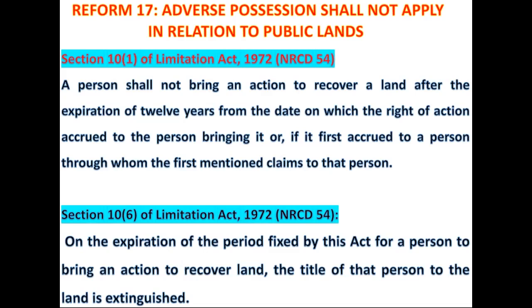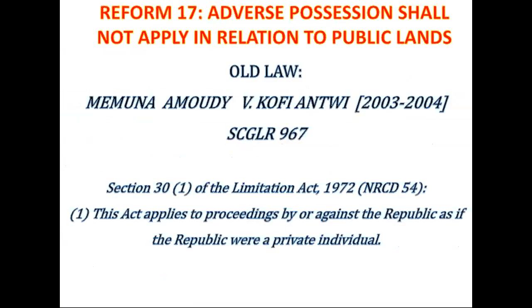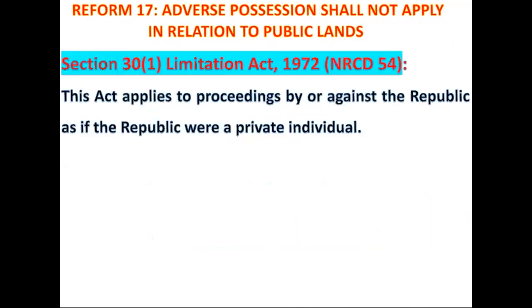Now, if you look at the case of Memuna Moody versus Entry, it says that in relation to state lands, because section 30 says that the Limitation Act shall apply against the Republic as if it was an individual, it means that if you also encroach and exercise adverse possession on state land, your adverse possession can have the effect of extinguishing the state title, and you will be the adverse possessor. That's what Memuna Moody says.